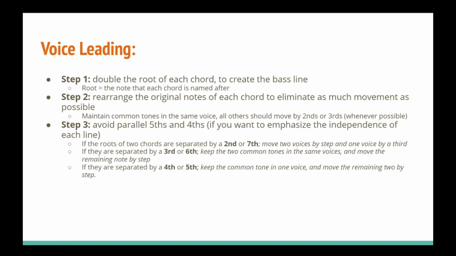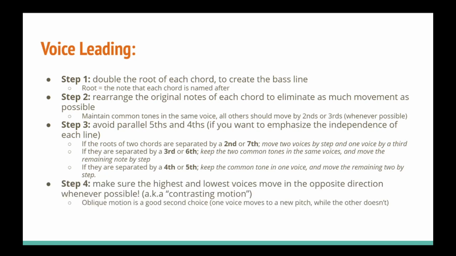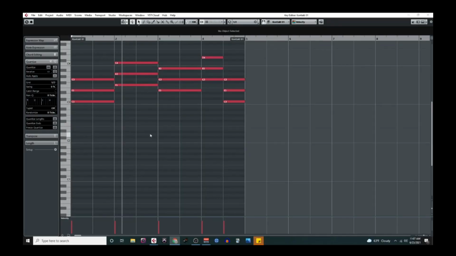Finally, whenever possible, make sure that the highest and lowest voices move in the opposite directions of each other. So, if one is moving up to a higher pitch, the other should be moving to a lower pitch. If this is not possible, the next best alternative is to have one voice remain stable, or not changing pitch, while the other one does. So, with these steps in mind, let's try voice leading our chord progression. All right, so here we have our chord progression. Let's give it a quick listen.